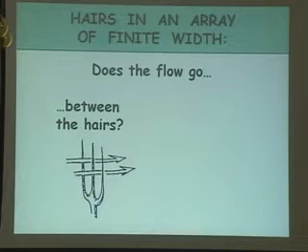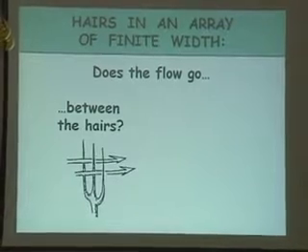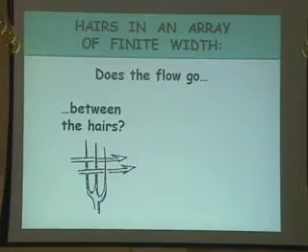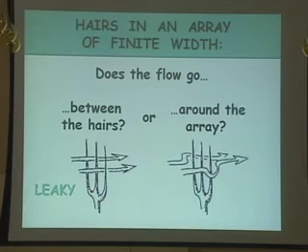So with this all in mind, let's go back to thinking about our arrays of hairs that are of finite width. And we can ask, does the flow go through the hairs like water would go between the tines of a pitchfork, so that we have a leaky structure full of holes, or is the boundary layer around each tine of this fork so thick that the fluid doesn't go through the gaps, it goes around the structure instead, so that we have a non-leaky structure.